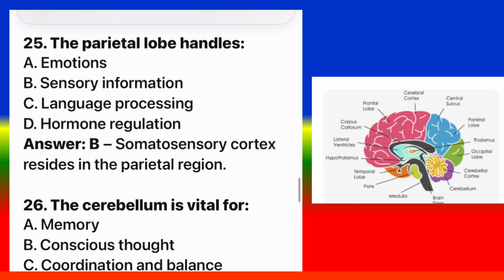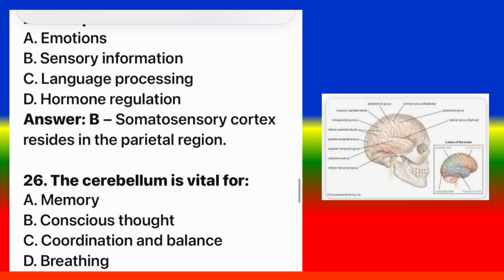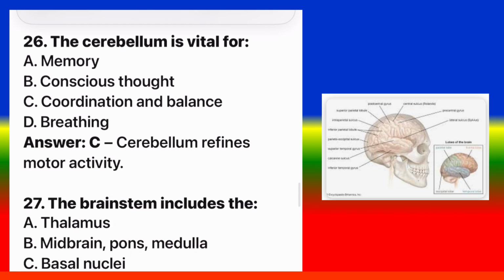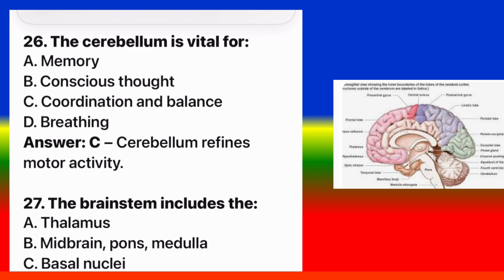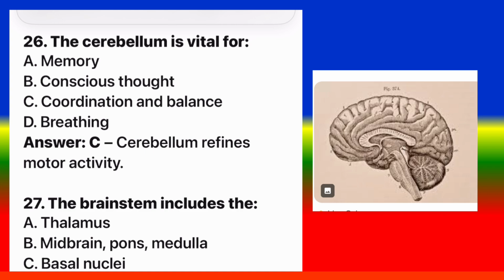Answer B. Somatosensory cortex resides in the parietal region. 26. The cerebellum is vital for A. Memory, B. Conscious thought, C. Coordination and balance. Answer C. Cerebellum refines motor activity.